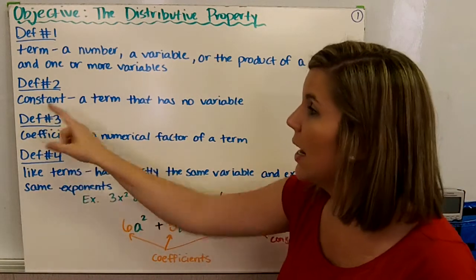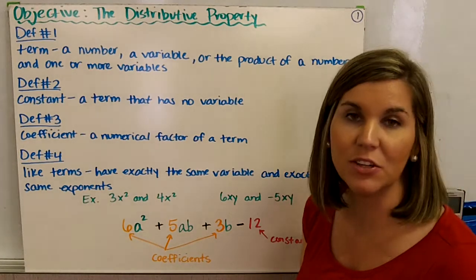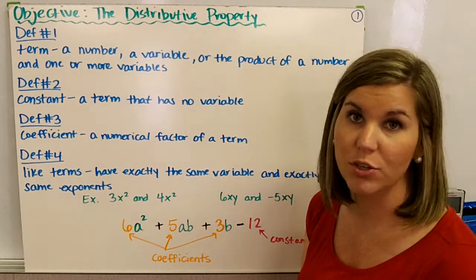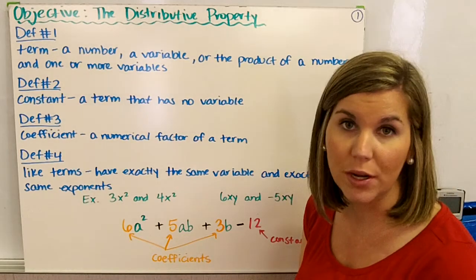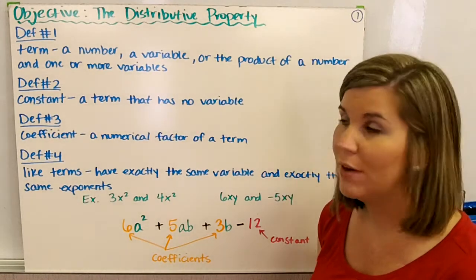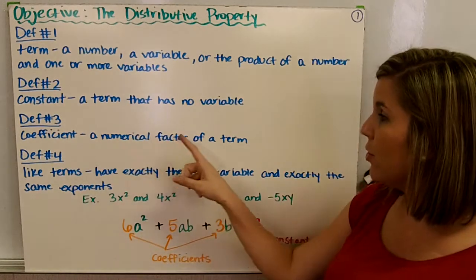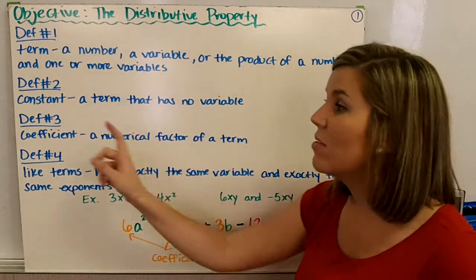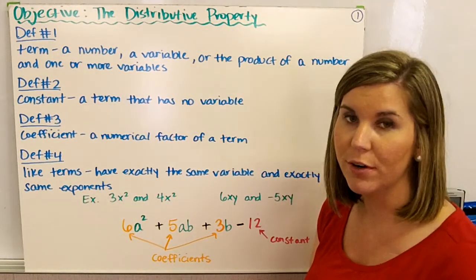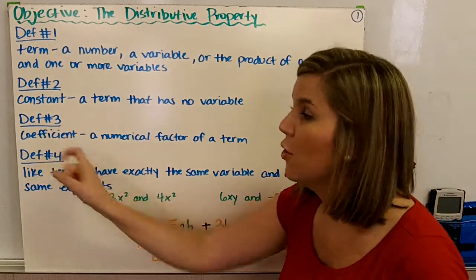Definition number 2. A constant is a term that has no variable. So a constant is basically just a number. There's no x, there's no y, it's just a number. So 13, negative 12, pi, any of these that are just numbers without variables. Definition number 3, a coefficient is a numerical factor of a term. It's the number that comes before the variable. So the number in front of the letter. So if I have 5x, the coefficient would be 5.